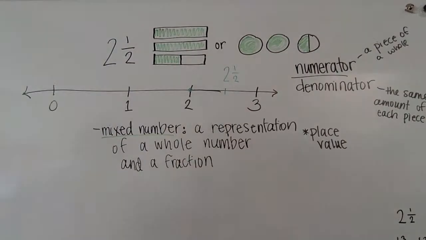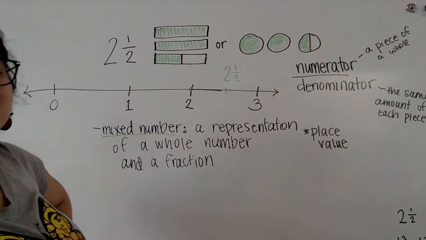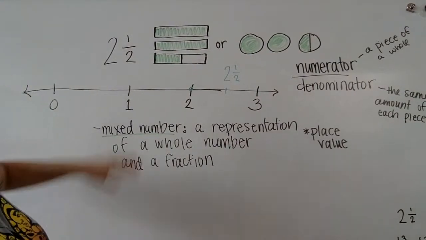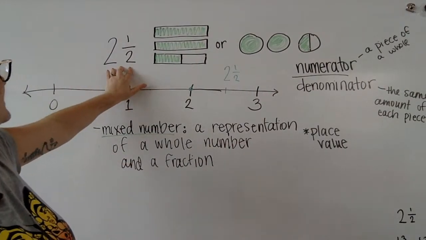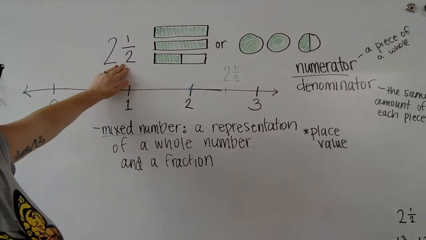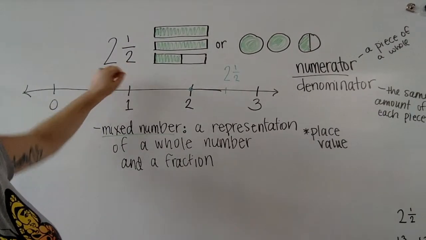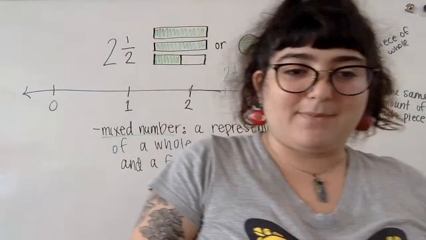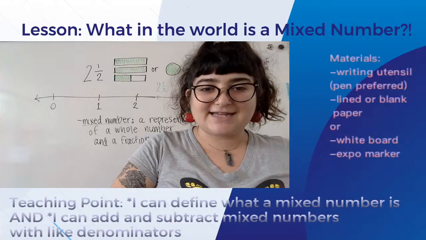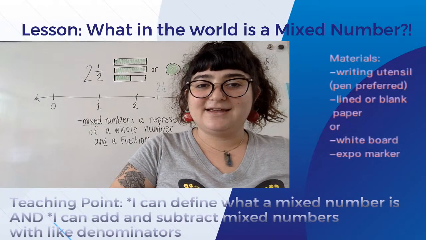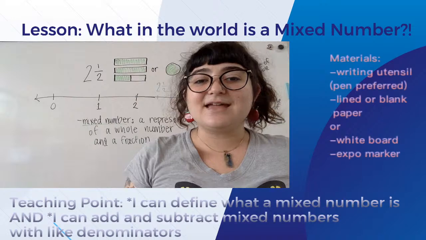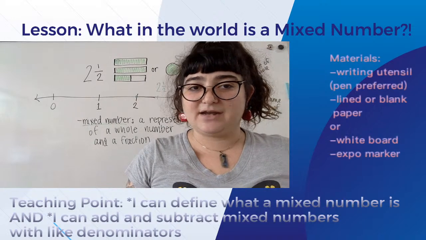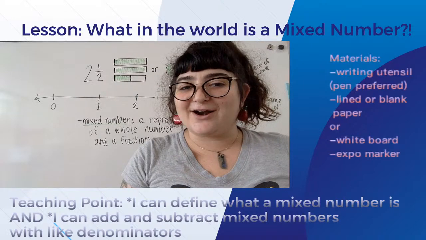Look at that. Now, this is really big. Some of you might notice that 2.5 can also be represented in a different way, but we're not there yet. We're going to move forward with our teaching point, and just to remind you, our second teaching point we want to look at is I can add and subtract mixed numbers with like denominators. So let's start with our addition.